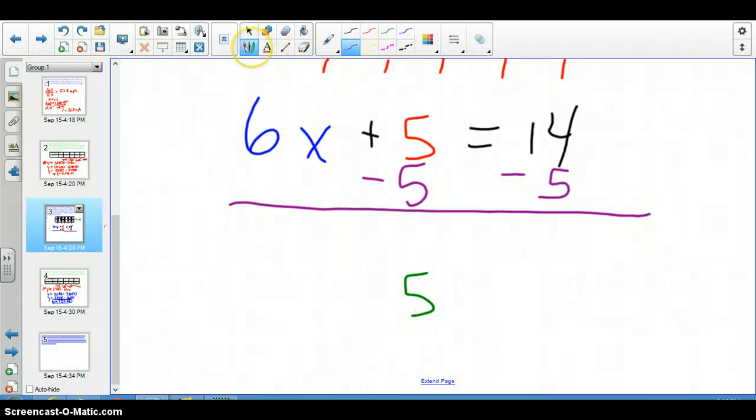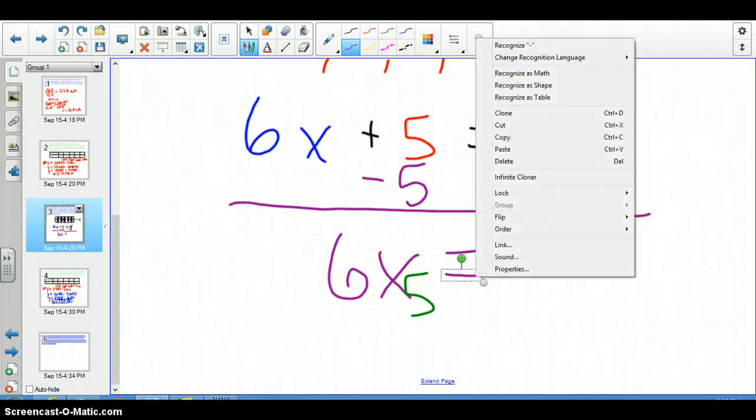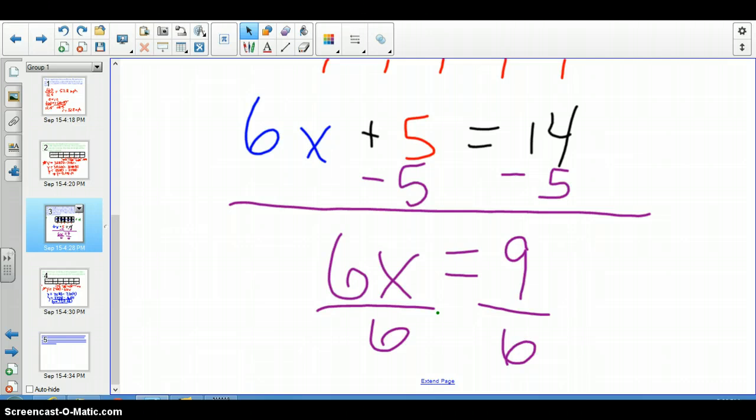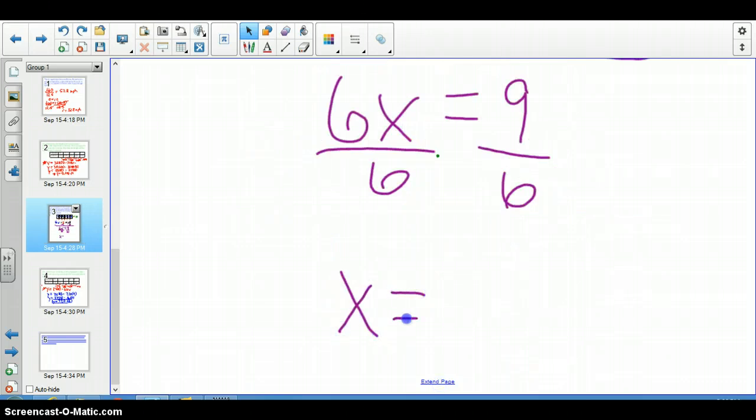So I subtracted 5 from each side, so I have 6x equals 9, and then divide by 6. So x equals 9 over 6, or 1.5 feet.